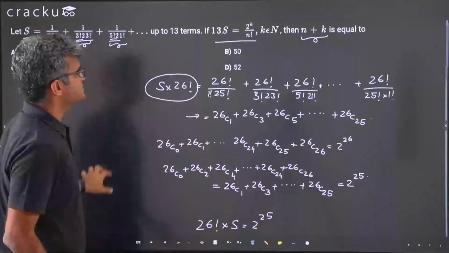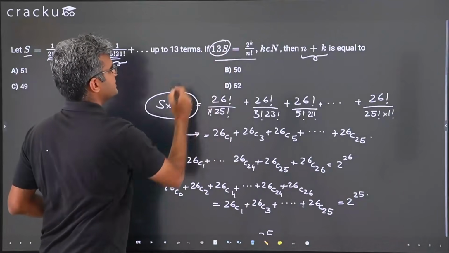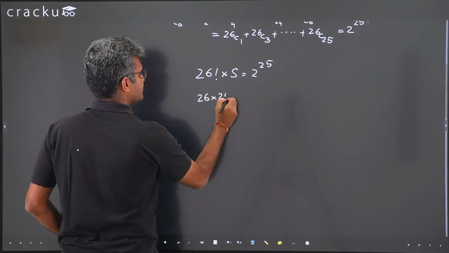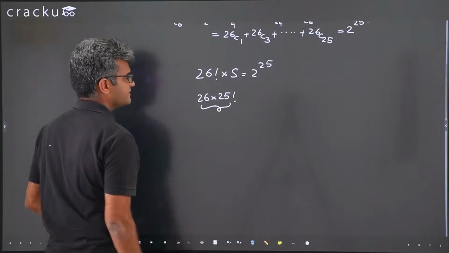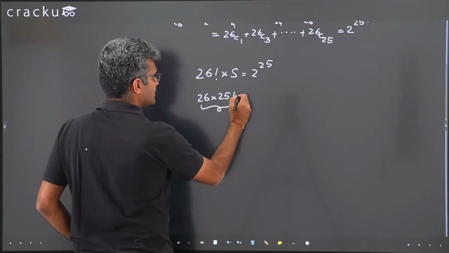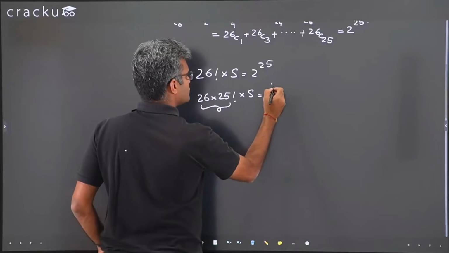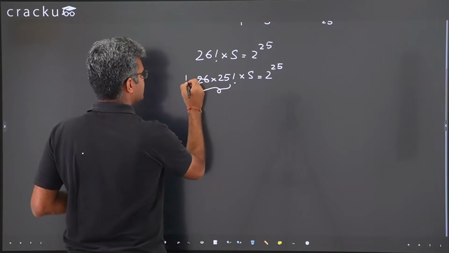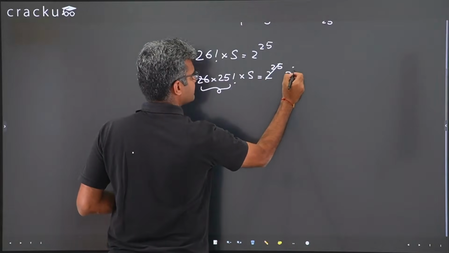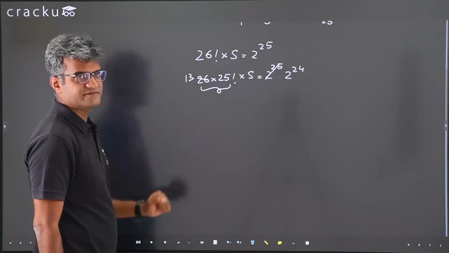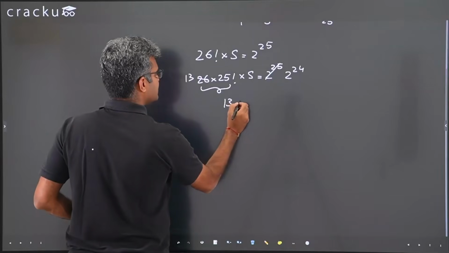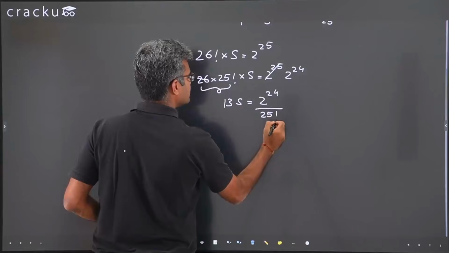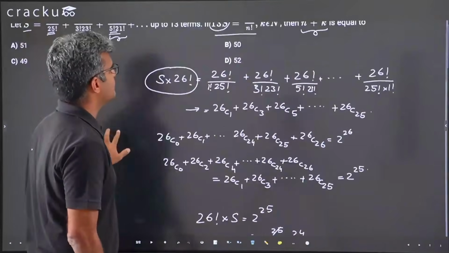Now if you are looking at the expression that is given, we have 13s over here. So we will express this as 26 into 25 factorial. 26 into 25 factorial is nothing but 26 factorial into s is equal to 2 to the power 25. So this is 13 and this will be 2 to the power 24. We are just dividing the left hand side and right hand side by 2. So we are going to get 13s is equal to 2 to the power 24 divided by 25 factorial. This is exactly what we have over here.